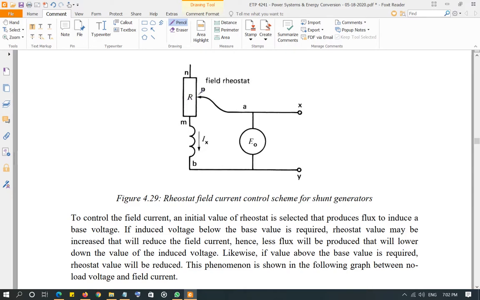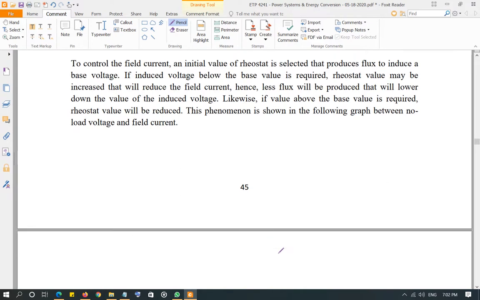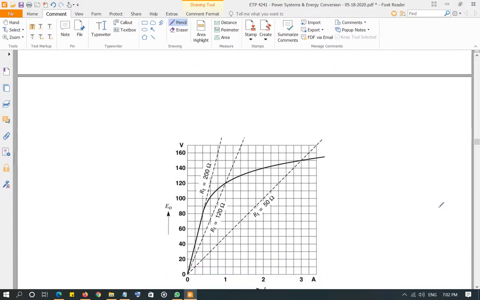We are basically adding both the resistance of this external resistor and the resistance of the field, and we are calling it, let's say, R1. So when you apply Ohm's law, you will get V is equal to IF R1, or E naught is equal to IF R1, and you're going to get a straight line with a slope of R1.